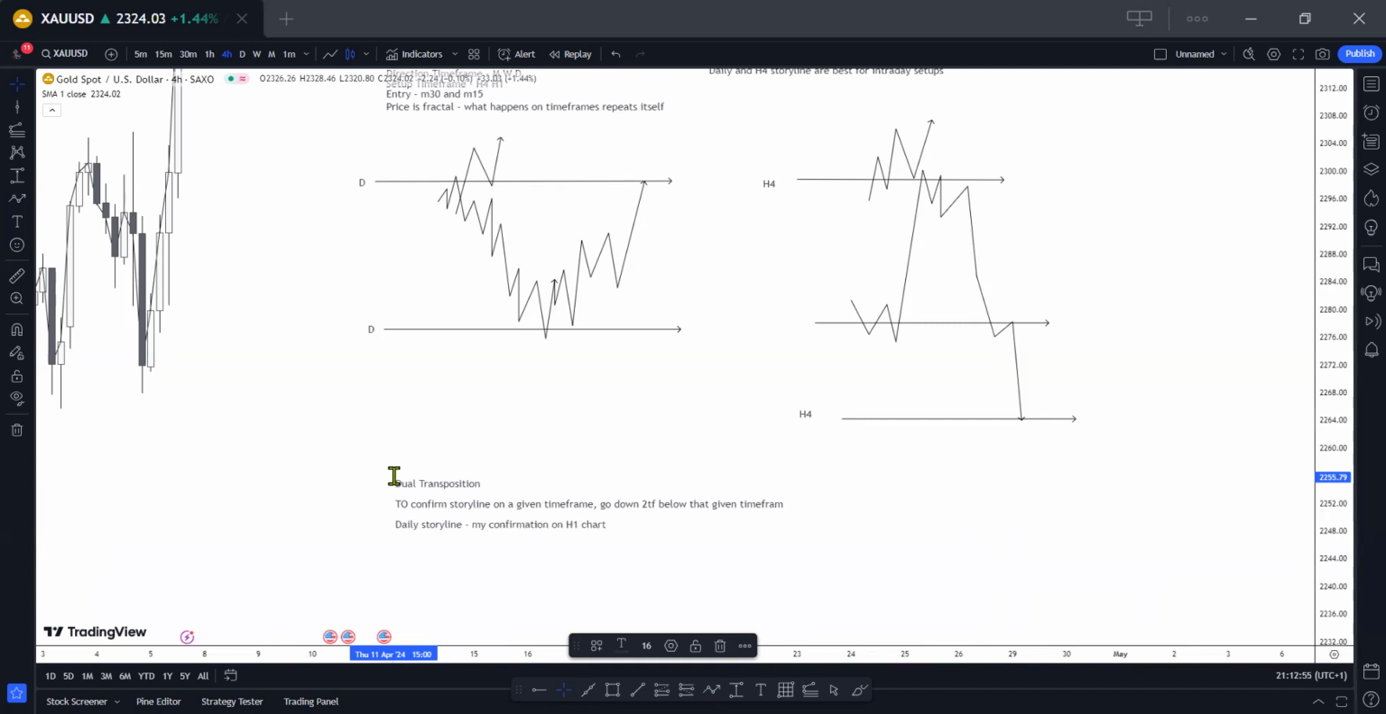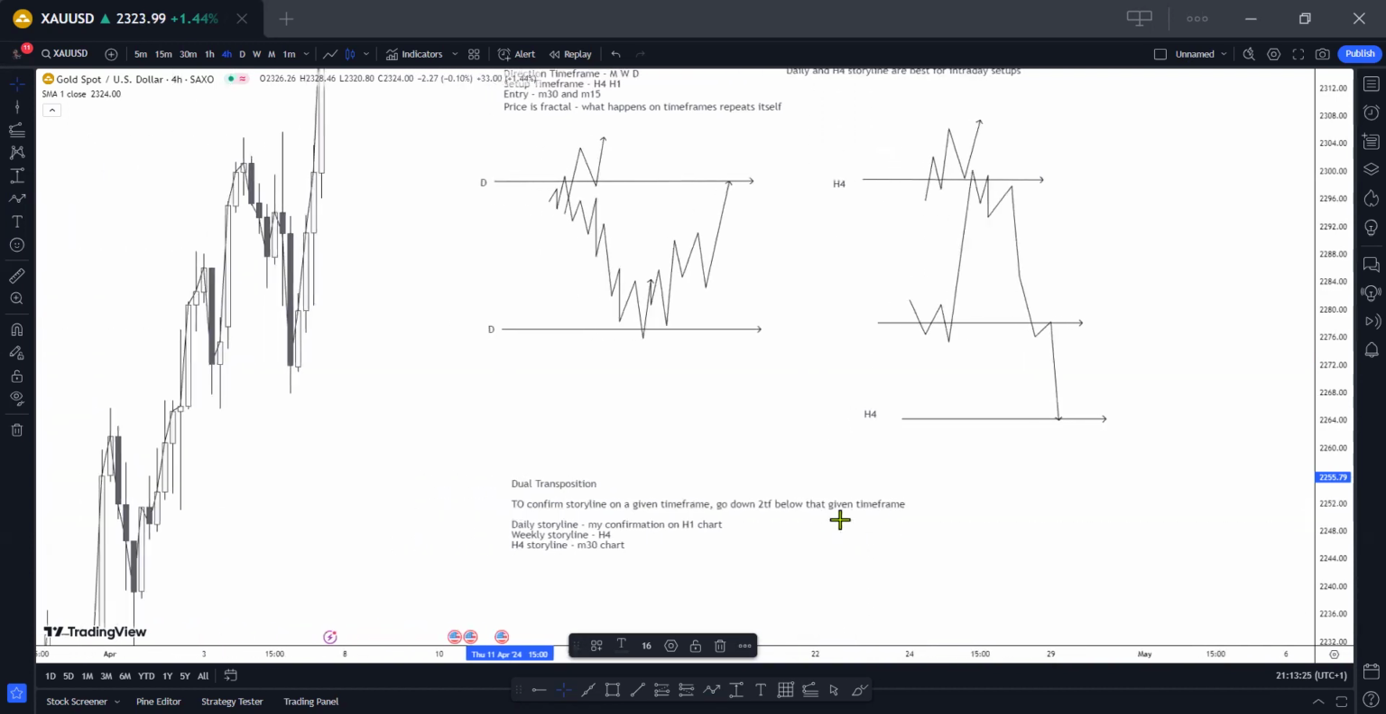On H1 charts. For weekly storyline, H4 charts. For H4 storyline, M30 charts. Right? M30 charts. So dual transposition, we go 2 time frames below that given time frame. And what are you looking for on that given time frame? You're looking for 2 things.